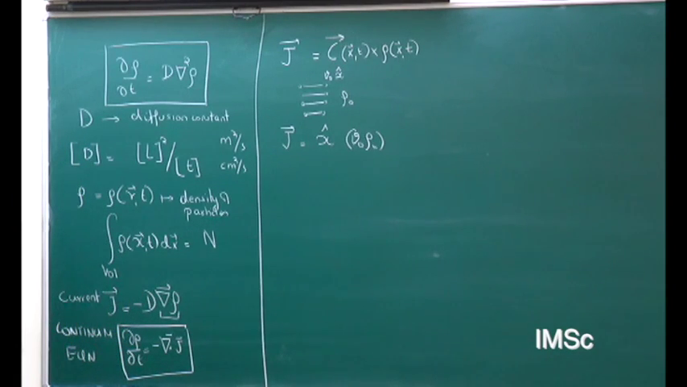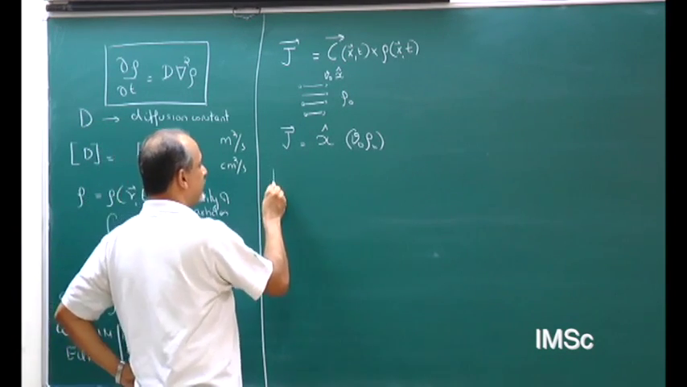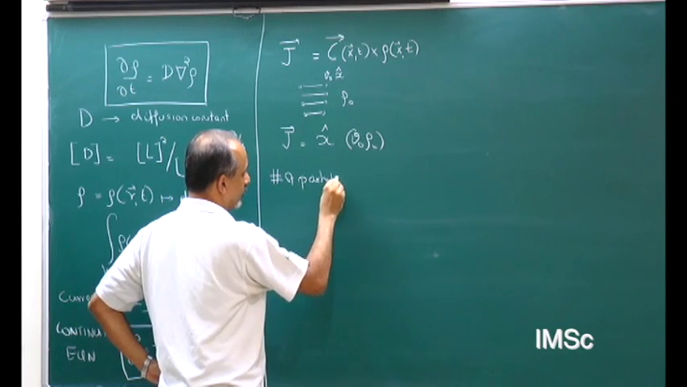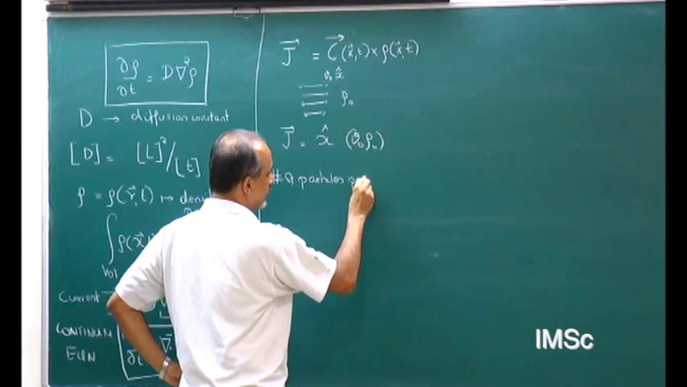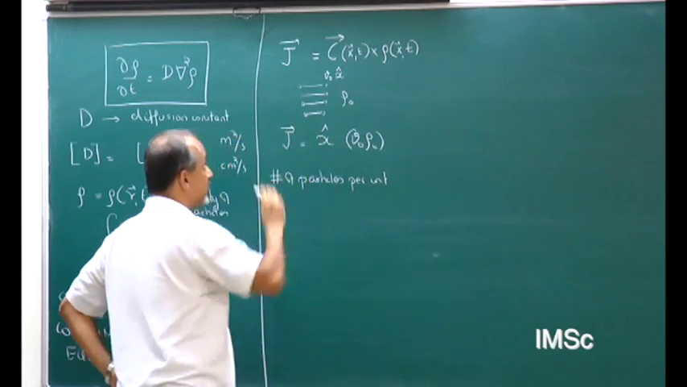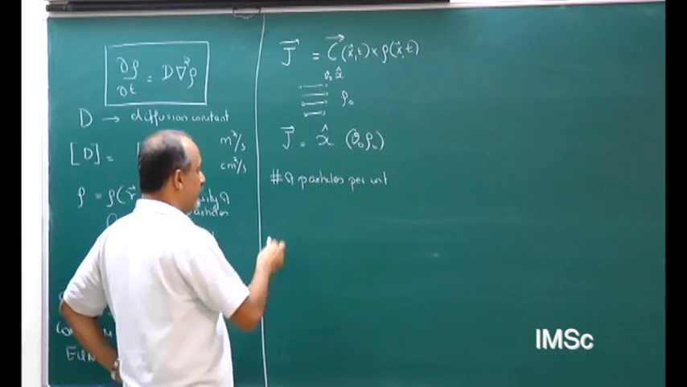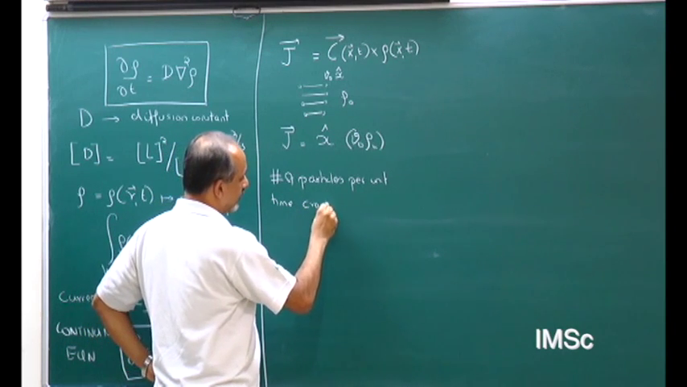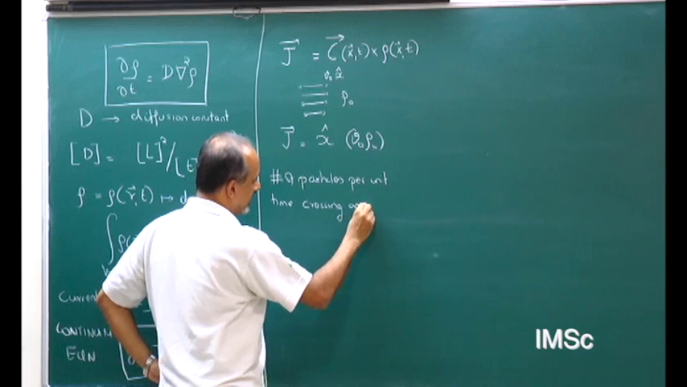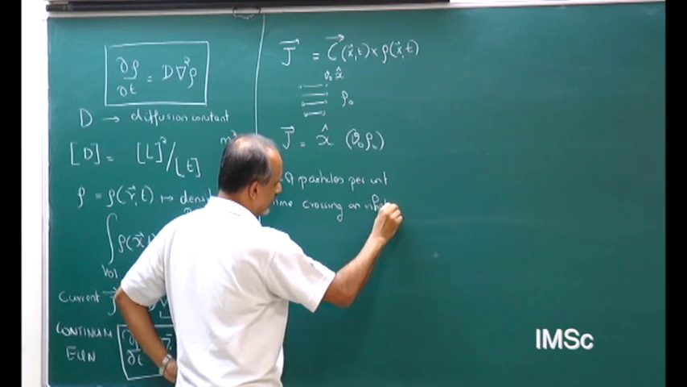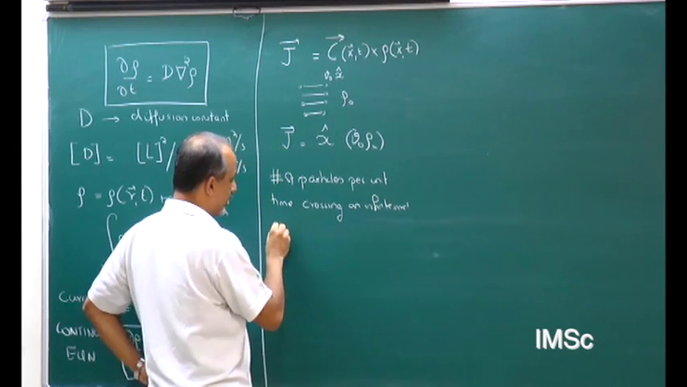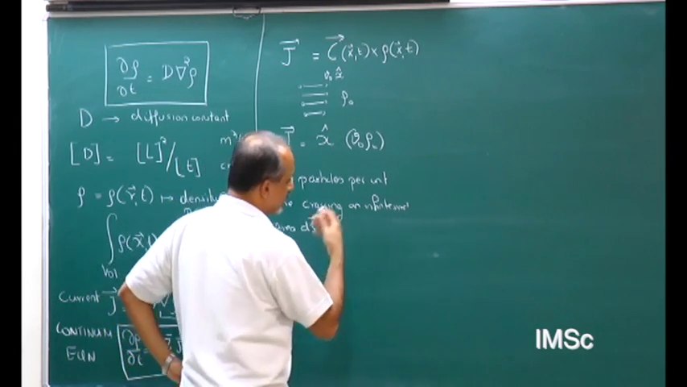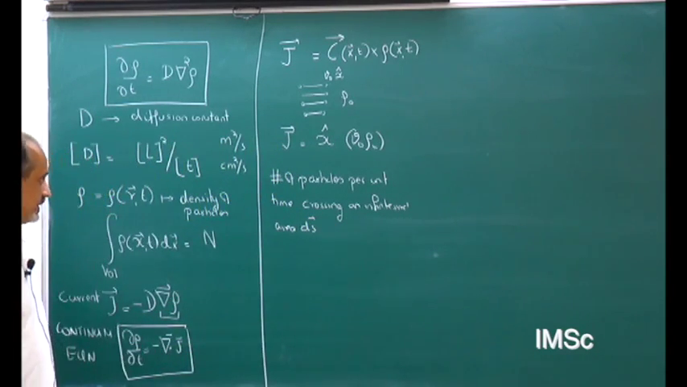Okay? The interpretation of the current is the number of particles per unit time. Well, actually, instead of current, I should say current density, strictly speaking, per unit time crossing an infinitesimal area dS, crossing an infinitesimal area dS normal to that area.